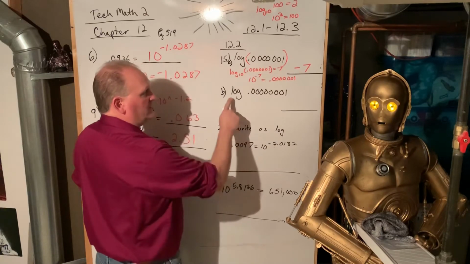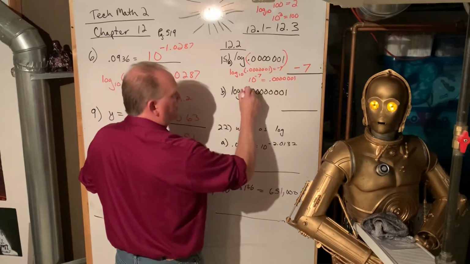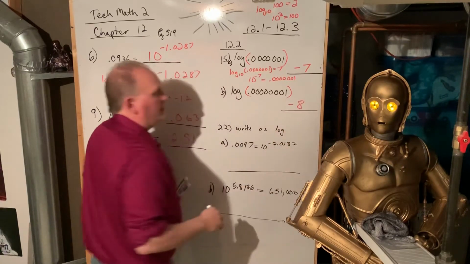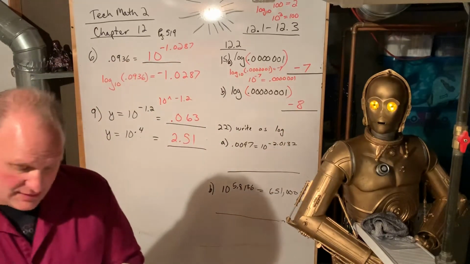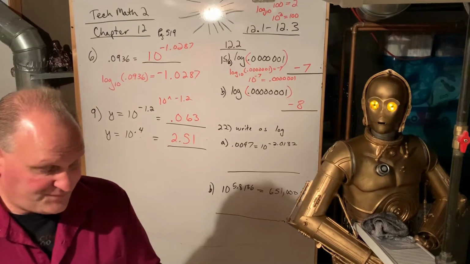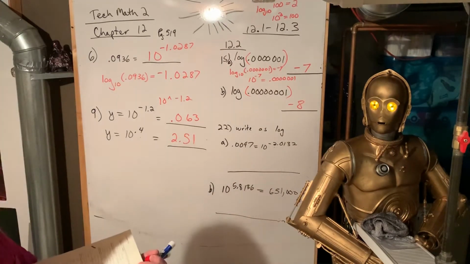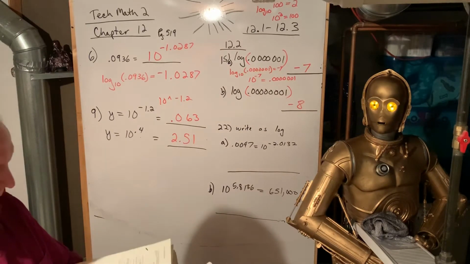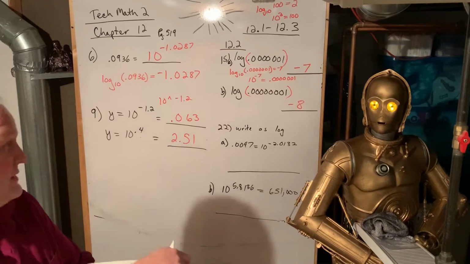So if you want the log of that, just plug it in your calculator and hit enter, and that'll be negative 8. That's 7 zeros, and the 1 takes up 1 decimal place, so that's why. So that was 15: negative 7, negative 8.